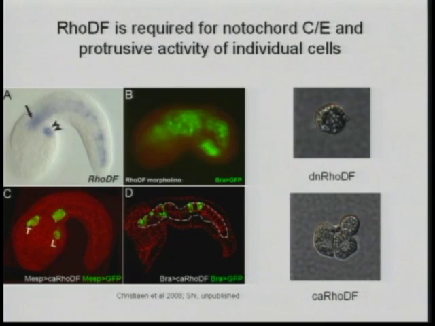Previously, postdoc Christian Leonel inhibited RhoDF by morpholino and saw a defect in the convergent extension in the notochord as well as in the migrating heart cells.